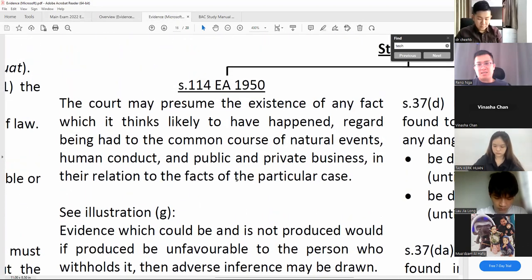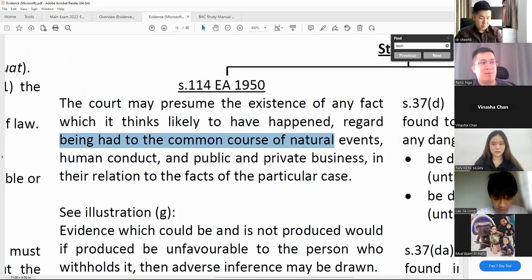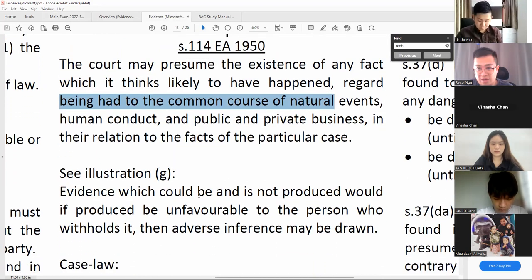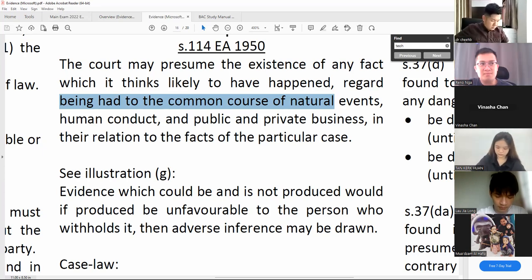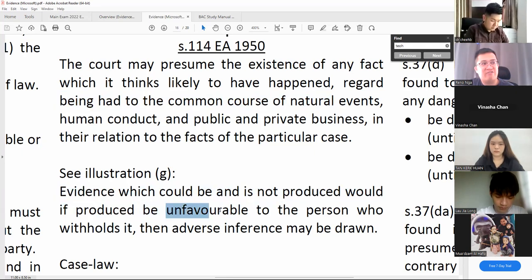So we can only say it's an adverse inference if the court may presume the existence of any fact that is likely to have happened, regard being had to the common course of natural events, human conduct, public, private, blah, blah, blah. Very complicated, right? Never mind. Can we also go to illustration G? Evidence which could be produced and is not produced would, if produced, be unfavorable to the person who withholds it, then adverse inference may be drawn. So translate to layman language means you can take, but you don't take. You don't take, then I will assume you are a bad person. Okay. So the question now is, can the evidence be produced or not? And whether it's unfavorable or not.